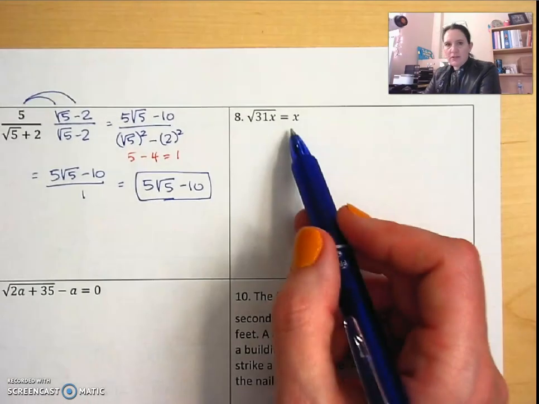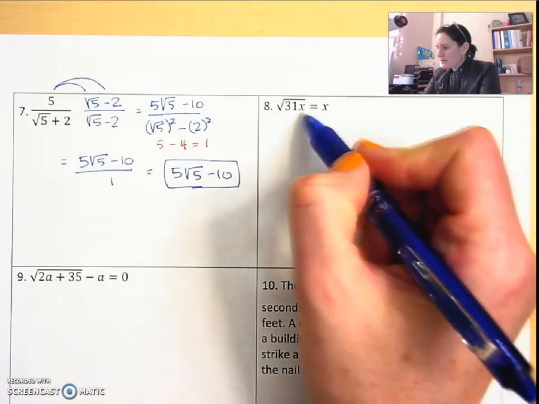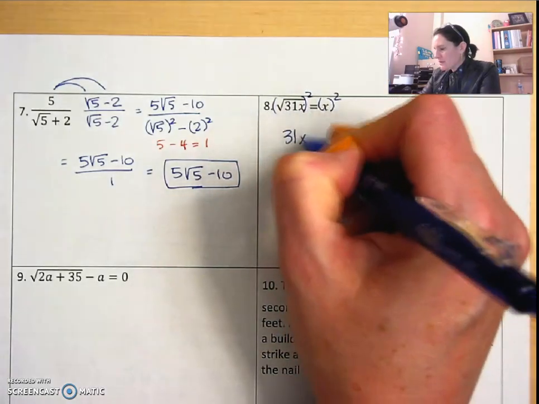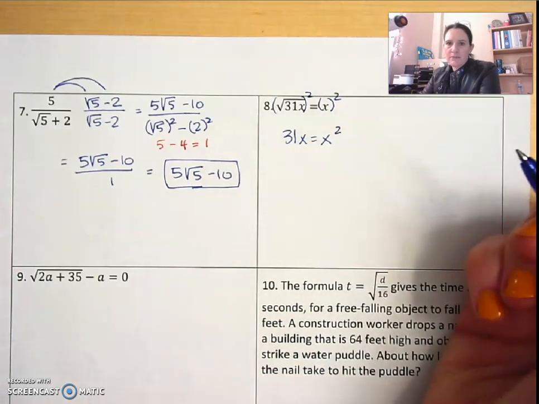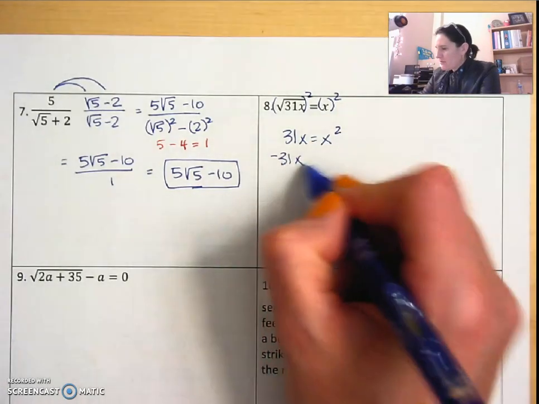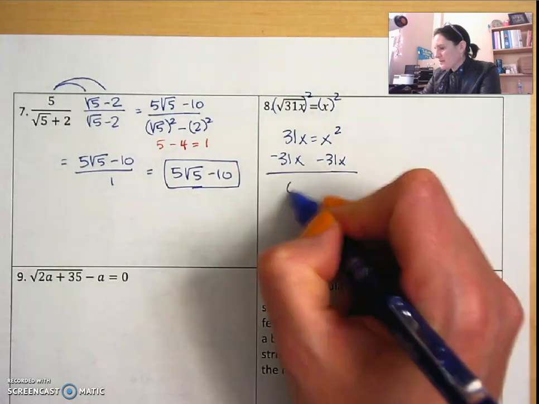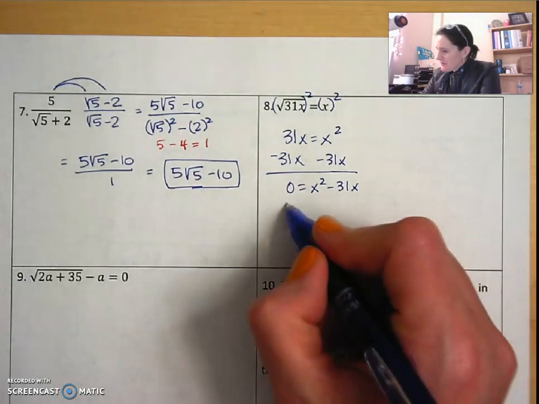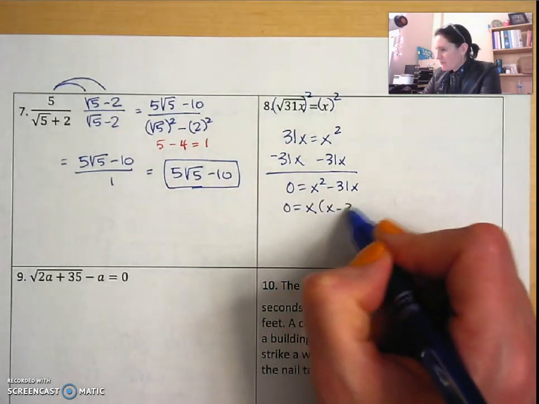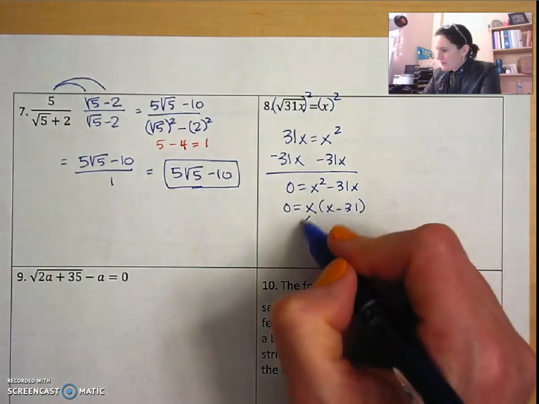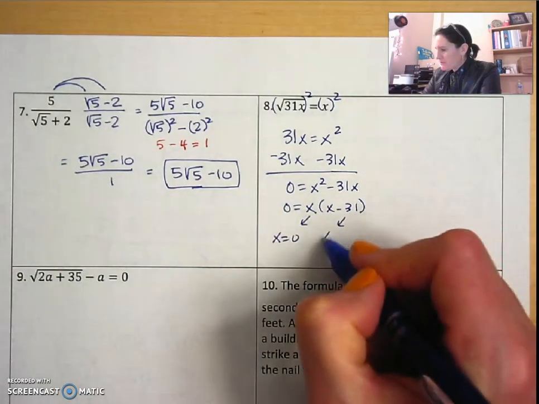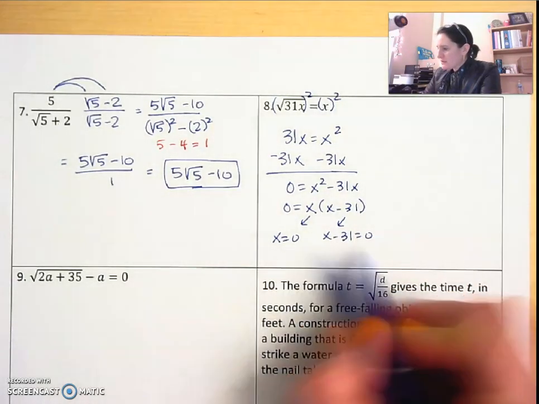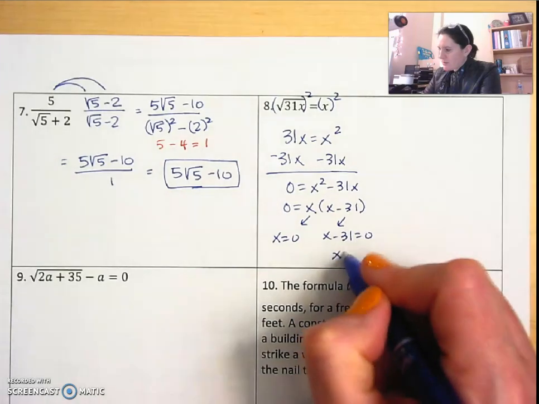Now we're going into solving radical equations. In this one, the radical is already isolated, so I'm going to square both sides. 31x equals x squared. Get it equal to 0 by subtracting 31x. Factor out a GCF of x. Set your factors equal to 0. Solve them. This first one's already solved. The second one, I have to add 31 to both sides.